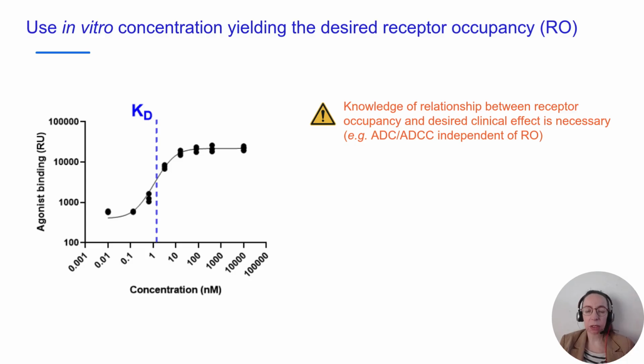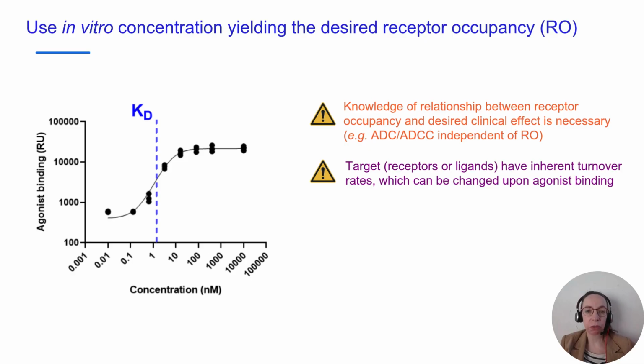Is it 10%, so very little receptor occupancy is enough, or closer to 30 or 50%? You will have to build that knowledge upfront. Be aware that for some mechanism of action, for instance ADC or ADCC, the effect is independent of the receptor occupancy. Another point that is not built here in vitro in receptor occupancy assays is that targets have inherent turnover rates, which can be changed upon agonist binding. So it will be essential to evaluate this in another type of assay.